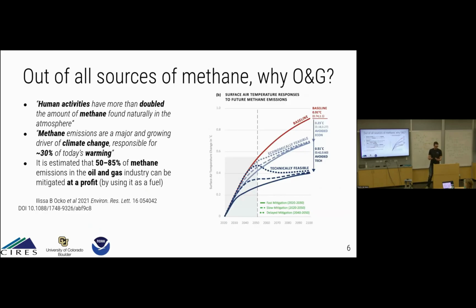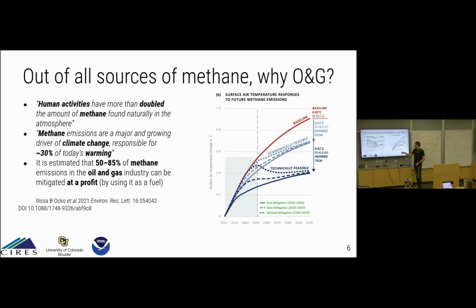So as I was telling you before, out of all sources of methane, why do we care about oil and gas? We know that human activities have more than doubled the amount of methane that is out there in the atmosphere. And I like these two quotes in the same paper that I was showing you, the pie chart. And the other is methane emissions are a major and growing driver of climate change, and it's responsible for roughly a third of today's warming.